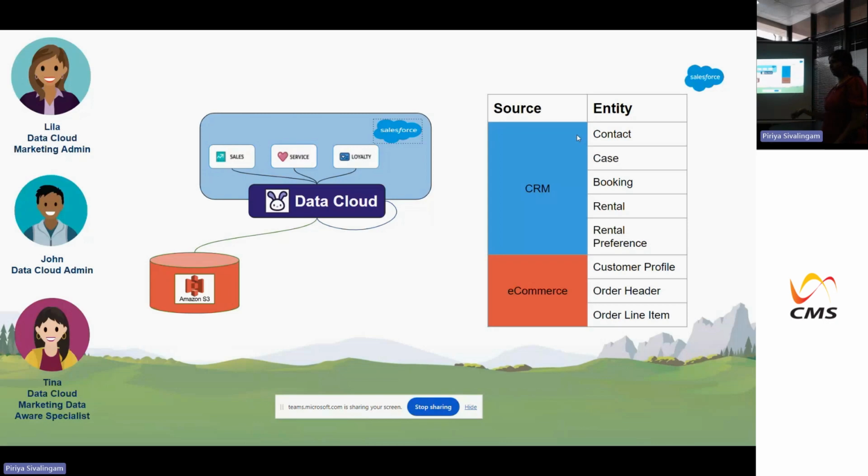Tina takes customer data and engagement data from two different systems. One is from Salesforce CRM, containing the data of their vehicle rental business, and the other one is e-commerce, that is Amazon S3, containing the transaction data of their retail sales on sports equipment business.